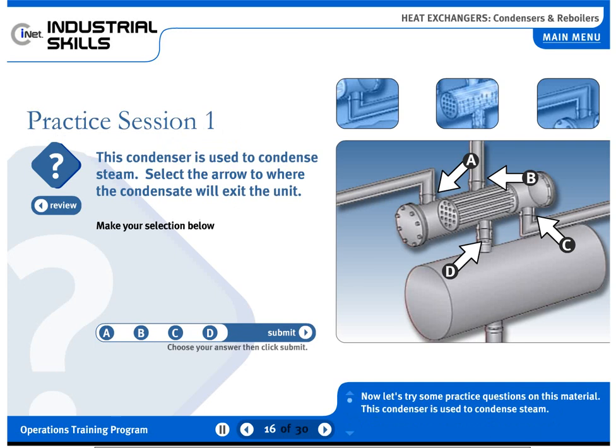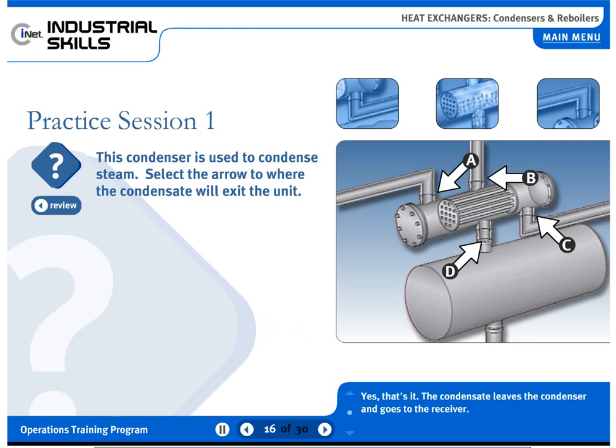This condenser is used to condense steam. Select the arrow to where the condensate will exit the unit. No. Remember, the condensate forms on the tubes and collects in the receiver. Try again. Yes, that's it. The condensate leaves the condenser and goes to the receiver.